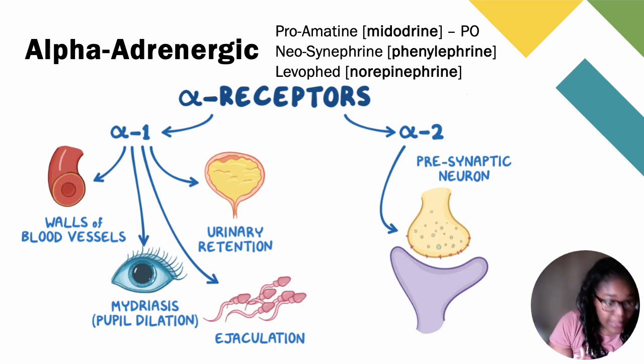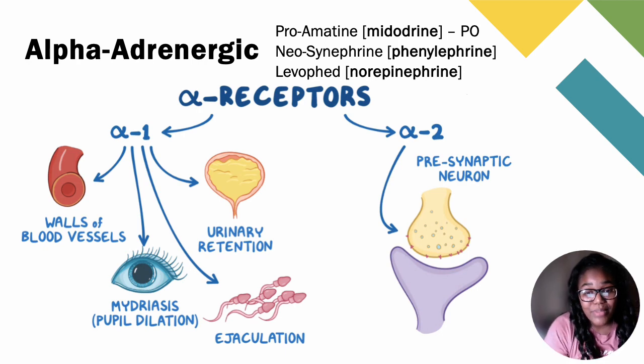Okay, so let's talk a little bit about these drugs. And again, these are adrenergic drugs, but specifically, these drugs work on our alpha receptors. So these are specific to our blood vessels, mydriasis, so we have pupil dilation, we have urinary retention, and we also have ejaculation. So when stimulated, these things, and I really want you to focus on the blood vessels, pupil dilation, and urinary retention. These alpha receptors are stimulated by the drugs midodrine, phenylephrine, and norepinephrine.